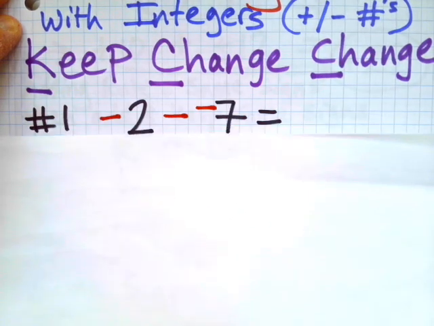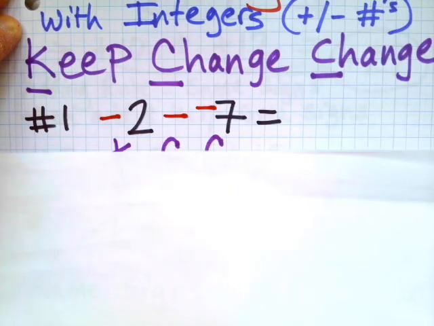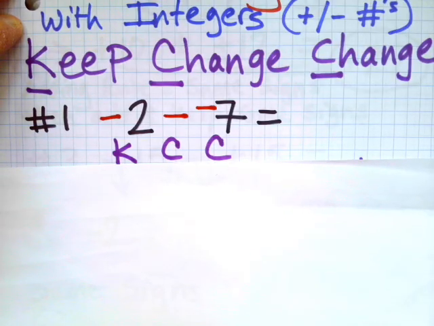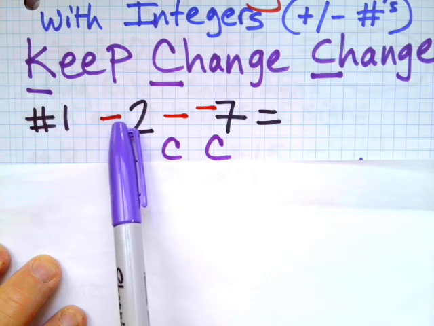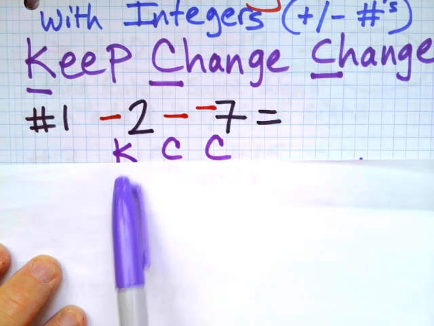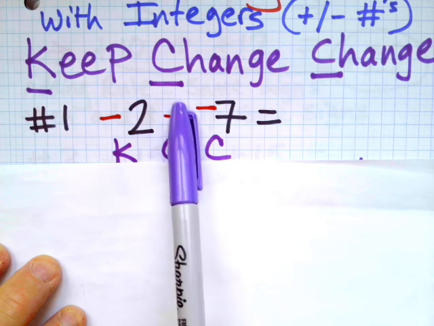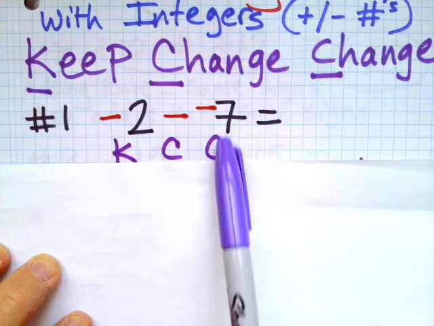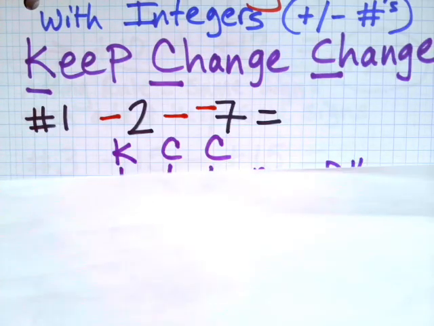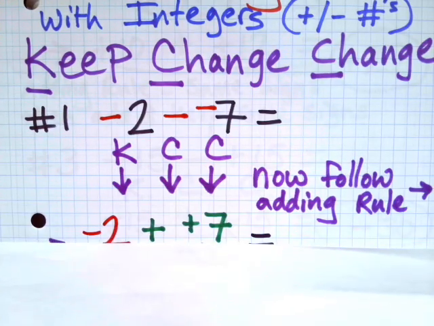So let's take a look here at this example for problem number 1. We're going to keep it, change it, change it. Go ahead and push pause. Check your answer. See how well you do just with the keep, change, change. All right, so that negative 2, we're going to keep it a negative 2. We're going to change that subtraction to addition, and we're going to change that negative 7 into a positive 7.